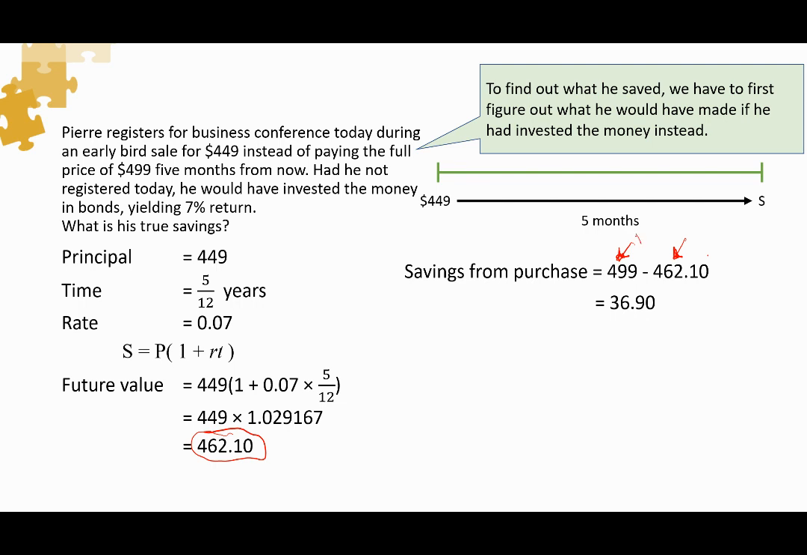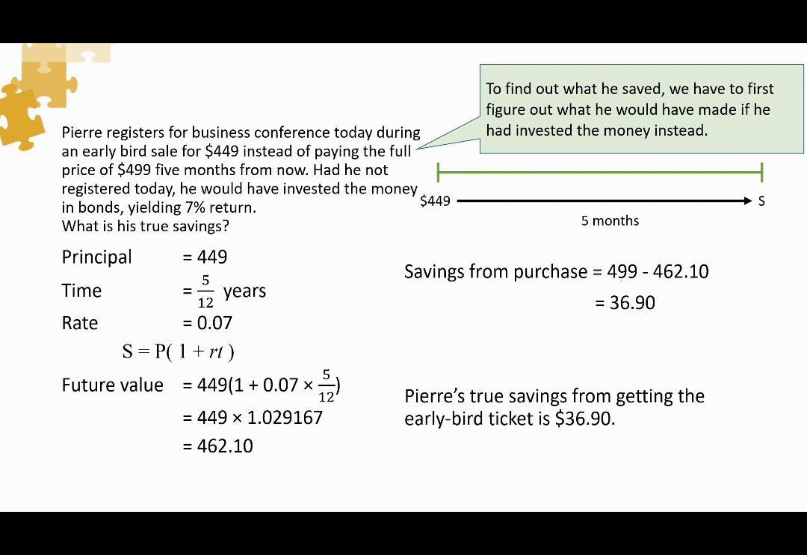So this is the final bill, and this was the investment, right? So let's take away this, gives us $36.90, and that's how much he saved. If his investment had paid off more than the cost of the final bill, then he wouldn't have saved anything, and he'd be regretting having not invested his money. And it would have been a really rotten question to give you, but yeah. So finishing it off, Pierre's true savings from getting the early bird ticket is $36.90.